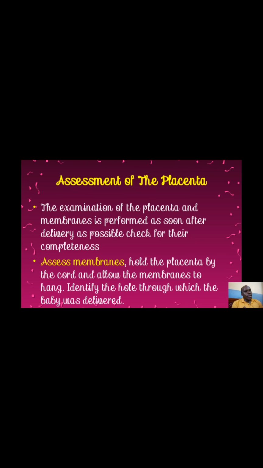Na itatusaidia kujua kwamba kama kimebaki lazima tukitoe, kwa sababu usipokitoa uterus haita contract na mama ataendelea kubleed. Assess membranes, hold the placenta by the cord and allow the membrane to hang. Identify holes through which the baby was delivered. Cha kwanza lazima utaihold namna hii, utaiallow iweze kuhang hivi, na hiyo ni kujua kwamba labda kuna sehemu ya membranes zilibaki au kuna sehemu membrane imechanika. Kwa pale ambapo imechanika inaonyesha kwamba kuna kimebaki ndani.